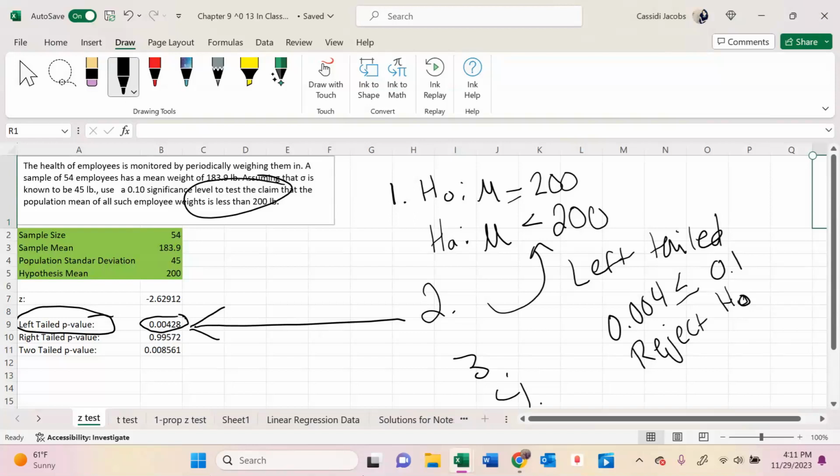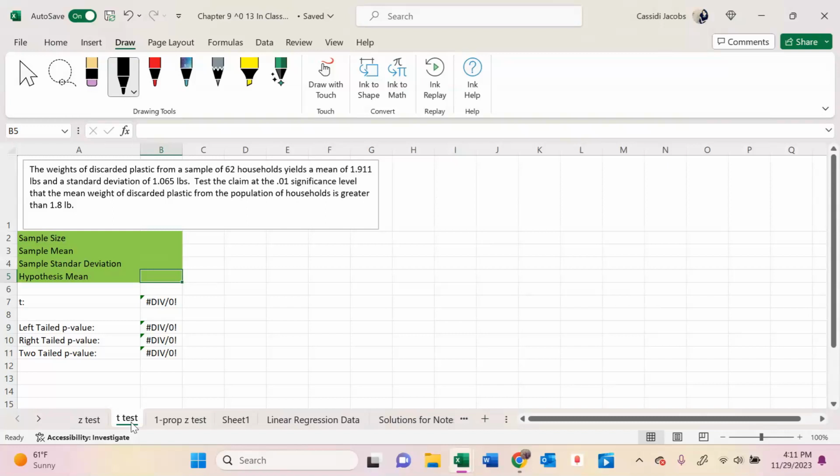All right, so that is an overview of how to do these in Excel. So let's look here at the next example. The weight of discarded plastic from a sample of 62 households yields a mean of 1.911 pounds and a standard deviation of 1.065 pounds. So we know this is a t-test in this case because we are given the sample mean and the sample standard deviation. We do not know the population standard deviation. So we're going to test the claim at the 0.01 significance level that the mean weight of discarded plastic from the population of households is greater than 1.8.